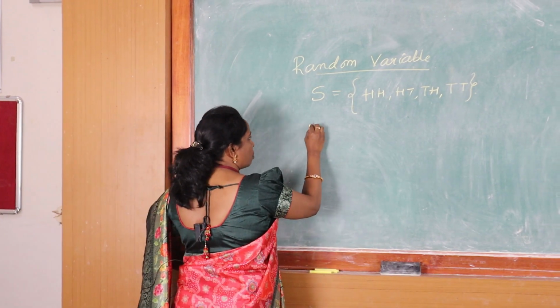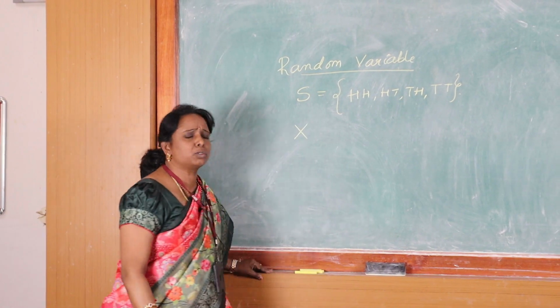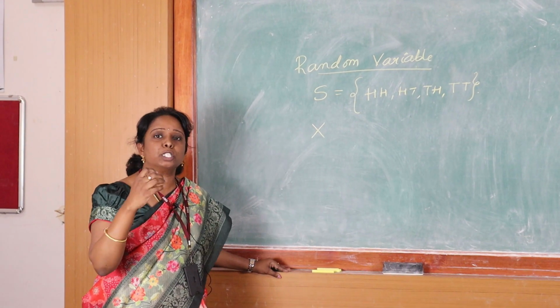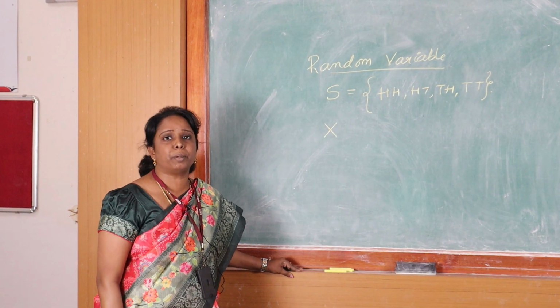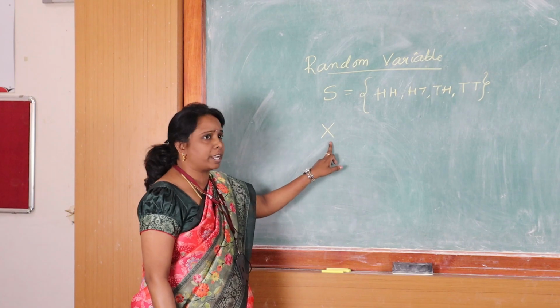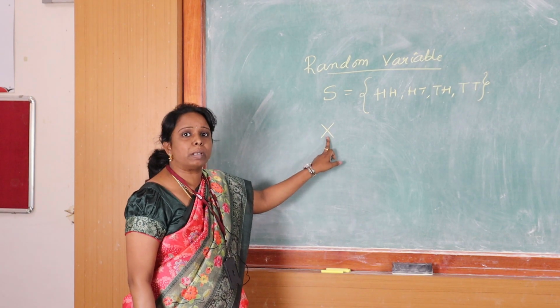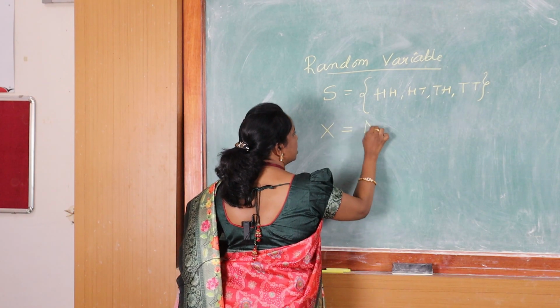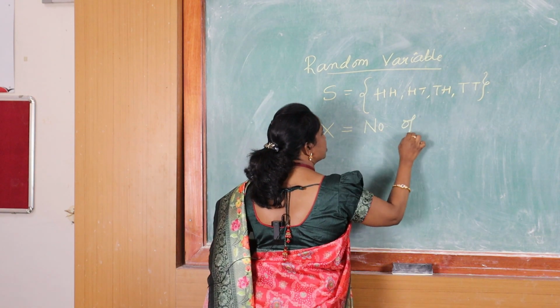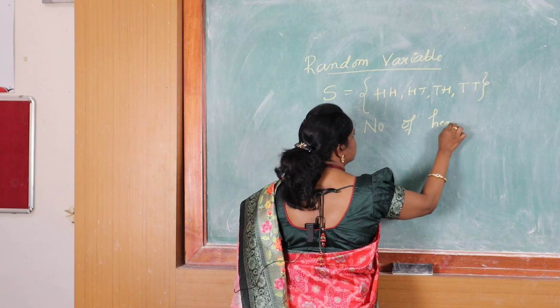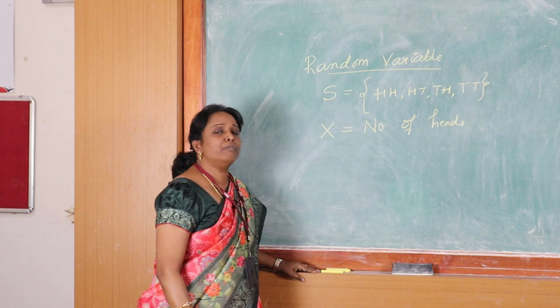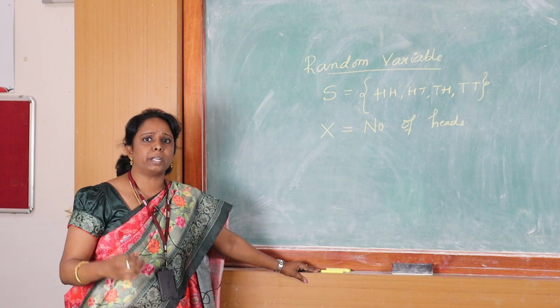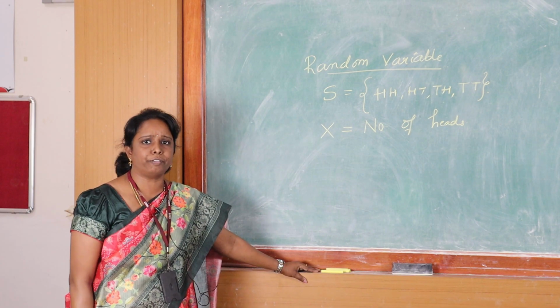So let me consider one variable. It is not a general variable. It is very different from the algebraic variable. Here it is now called a random variable. How will this be defined? So let me define this random variable now as number of heads. Let me consider as an example number of heads or count of heads. We can also take it as number of tails or count of tails.